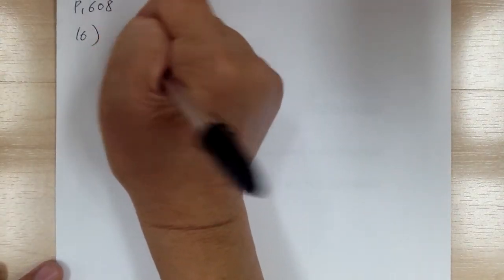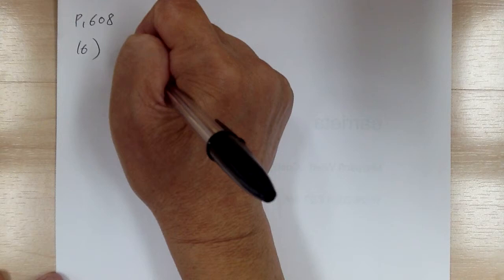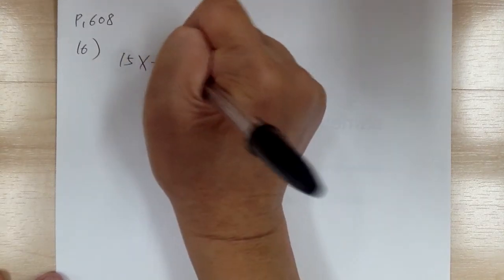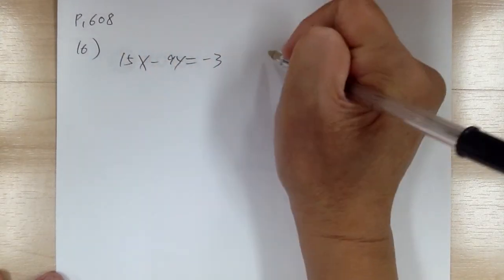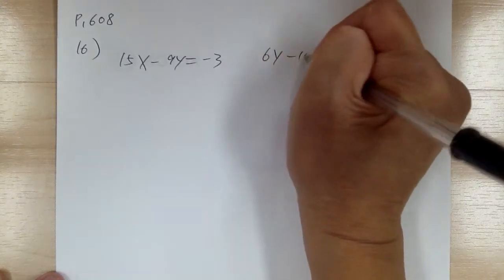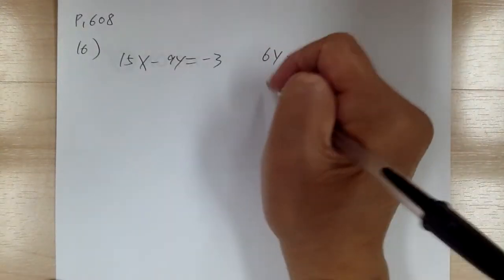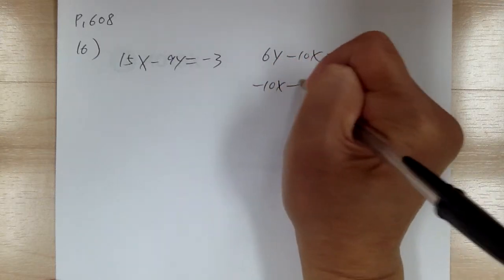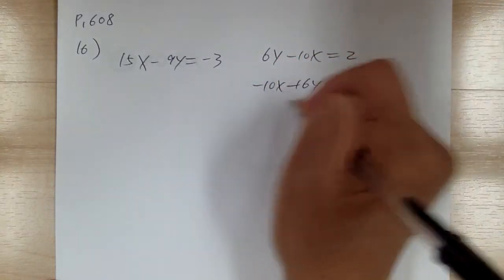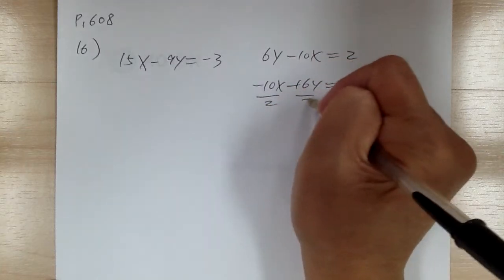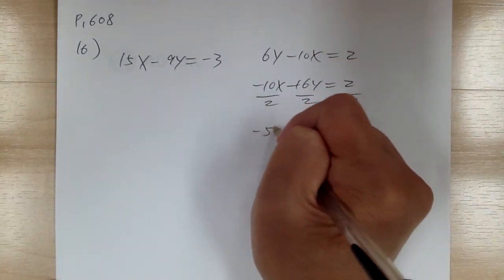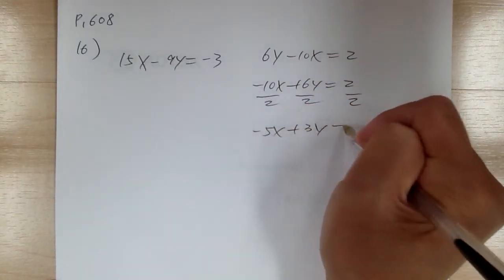So you have 15x minus 9y equal to negative 3. Then you have 6y minus 10x equal to 2. Okay, so first I'm going to switch this, so I put it in the correct order. And all these are multiples of 2, so I'm going to divide them by 2 to lower my number. So I get negative 5x plus 3y equal to 1.